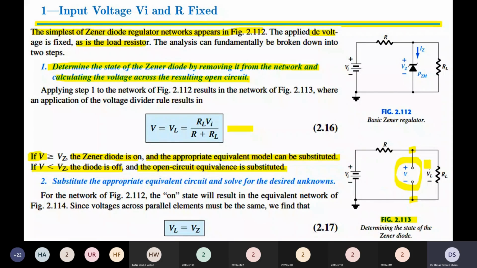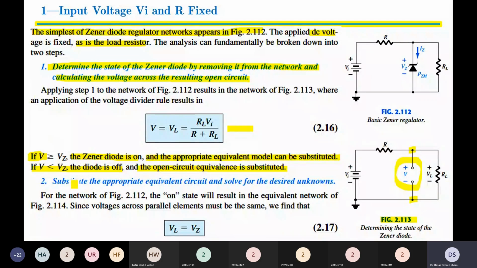So we have to make a decision whether the voltage appearing across the load is equal to or larger than Vz or smaller than Vz. If the voltage is larger than Vz, then we can continue with the analysis, and we can say that since the voltage across VL is larger than Vz, when we connect the Zener diode, the Zener diode will be turned on and the voltage across RL will be equal to Vz. But if the voltage V is smaller than Vz, the Zener diode voltage, then the Zener diode is not turned on and it is equal to an open circuit.